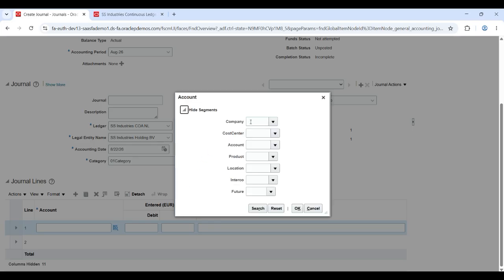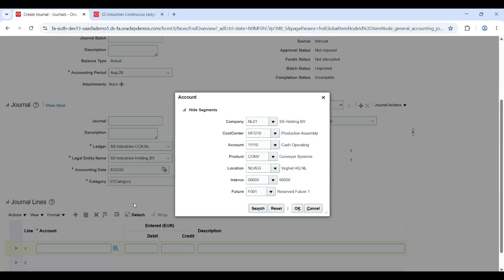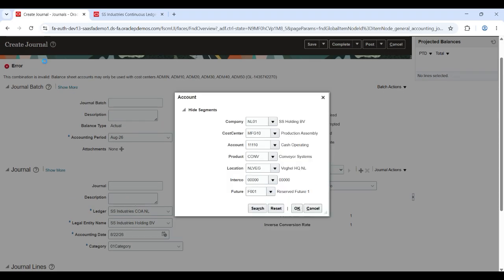The cross-validation rules for the GL were also created, and a few examples or use cases will be shown. The scenario taken is that cash 11110 is only allowed with cost centers admin/ADM10. MFG cost centers are only allowed with inventory/PPE/production accounts. The data required for testing the scenario is entered, and the cross-validation prohibits the creation of the journal by throwing the error message that the balance sheet account may only be used with the allowed cost centers.